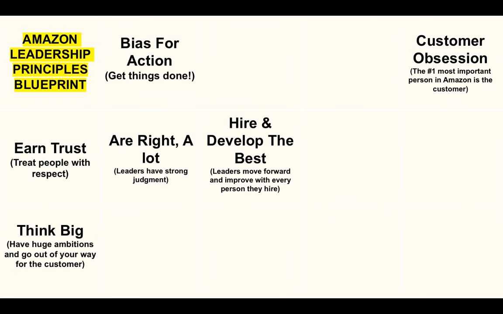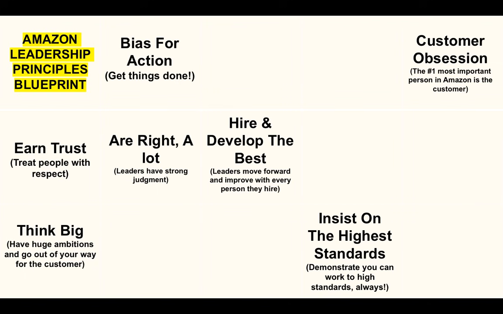learn. Another Amazon leadership principle is that leaders are right a lot of the time. So as a leader, you should have strong judgment skills. So you can look at situations and you can make the right decisions despite perhaps being under pressure.